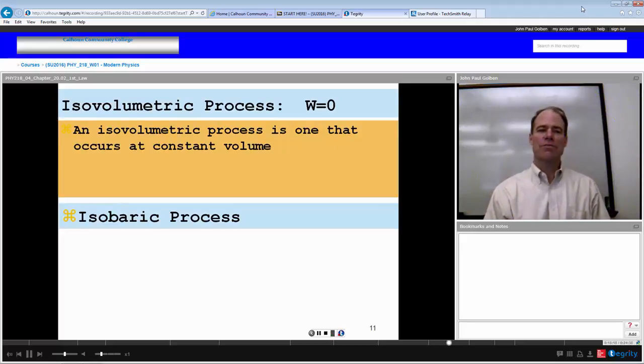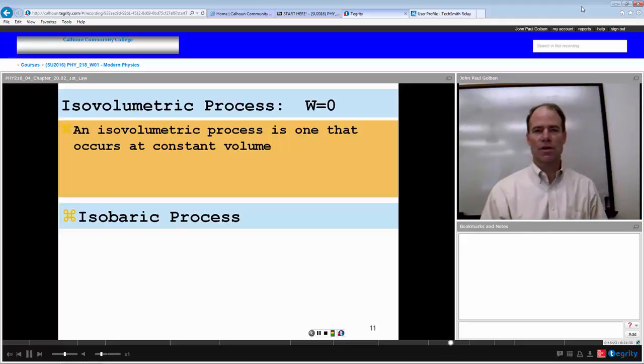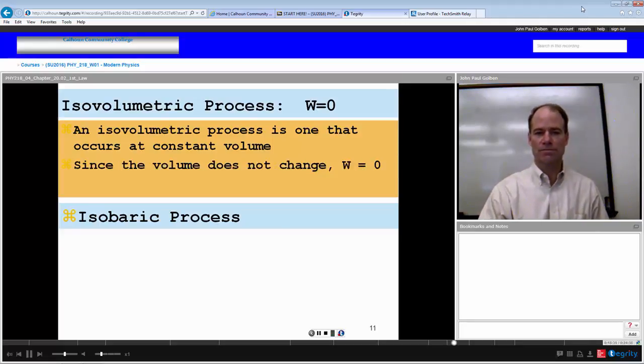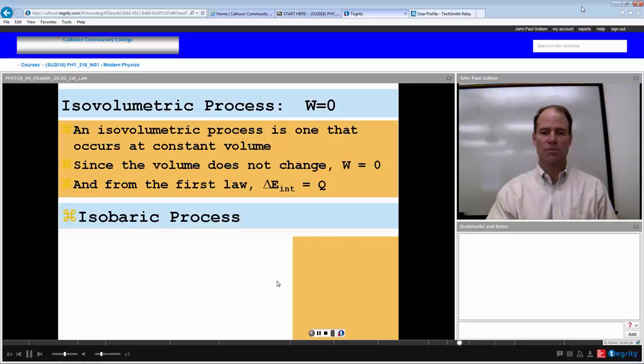In the isovolumetric process, we have no change in volume, so there's no work done. You have to have a change in volume to have work done. So an isovolumetric process is one that occurs at constant volume. Since the volume does not change, work is 0, and from the first law, our change in internal energy will simply be equal to the heat added to the system, also called an isochoric process.